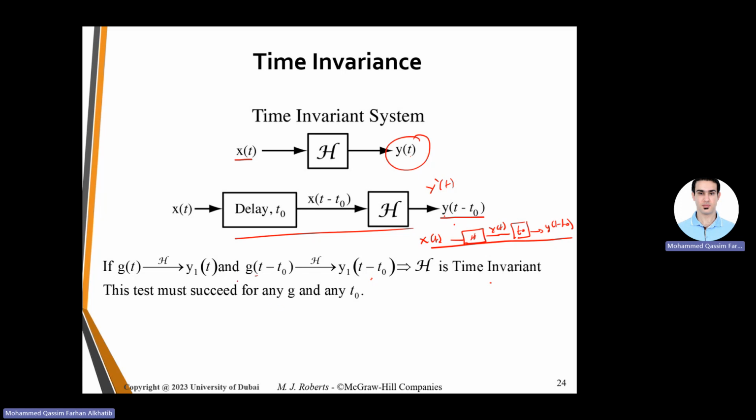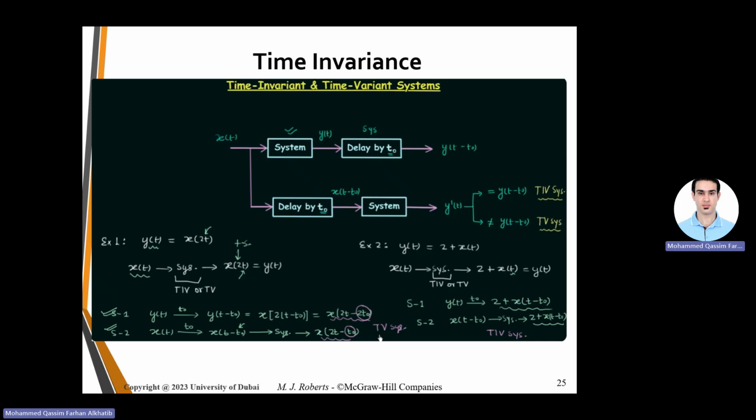And here in the book, they're assuming that you have g of t equal y1 of t, and g of t minus t naught equal y1 of t minus t naught. Then that leads to h being time invariant. This test must succeed for any g and any t naught. Here's an example: you have y of t equal x of 2t.